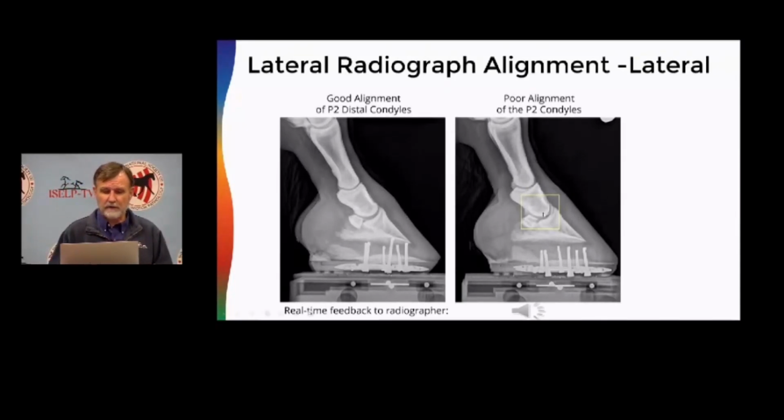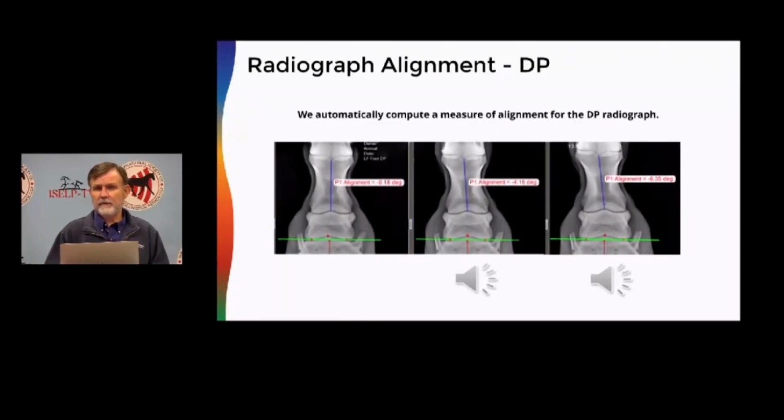Another thing we can do is identify correct positioning. So we know that a good lateral foot radiograph should look like this, but if the system detects an obliquity in the coffin joint, it will tell you. It will just say that you've got a malalignment. It also will do the same thing for the DP foot. In addition to detecting malalignment, it will also tell you which way to move the X-ray generator to correct the alignment.